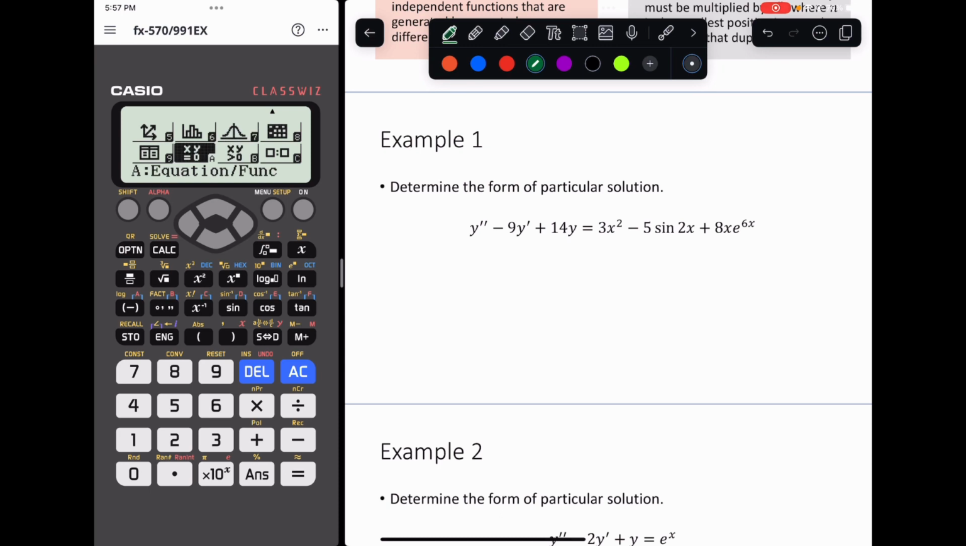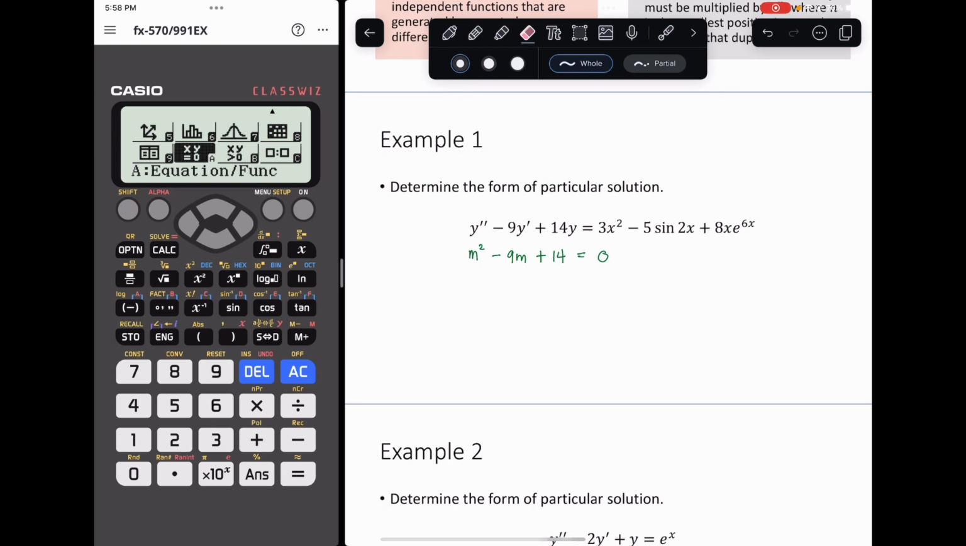So to do that, we need to find first our complementary solution. For our complementary solution, we transform this one to algebraic. So y double prime is m squared, so minus 9m, and then plus 14 will be equal to 0. So m squared minus 9m plus 14 is equal to 0. To make our computation a bit faster, or actually it's up to you, we can factor this out right away, but we can also use our calculator to make sure that our answers are correct.